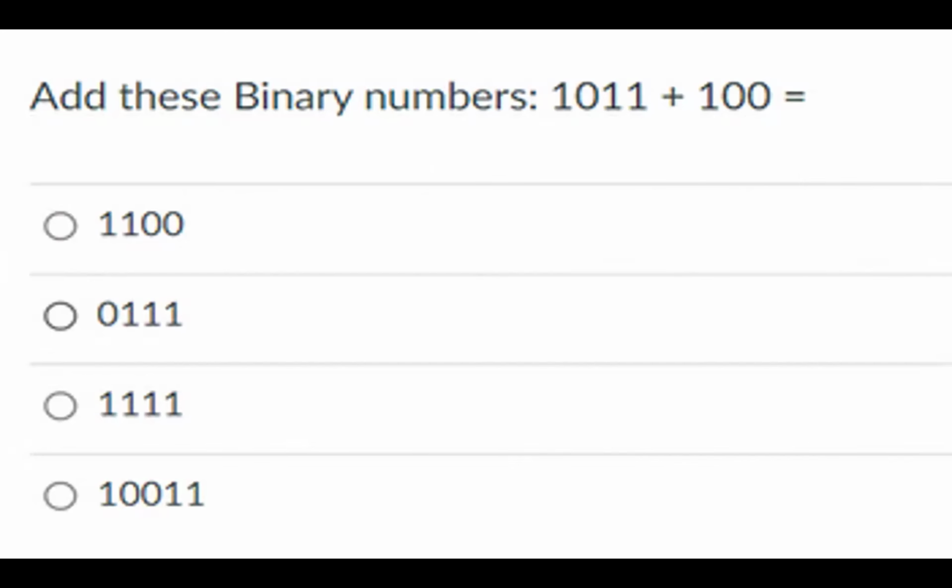Okay, let's see this question about addition. I want you to try to add these binary numbers. We have 1011 plus 100. I give you a multiple choice option. Let's say the first option is A, the second is B, the third is C, and the fourth is D. Okay, and then you can write your answer in the comments, and I will put a heart to the correct answer. So 1011 plus 100, how much would it be? 1100 or 0111 or 1111 or 10011. 10011. Option D.